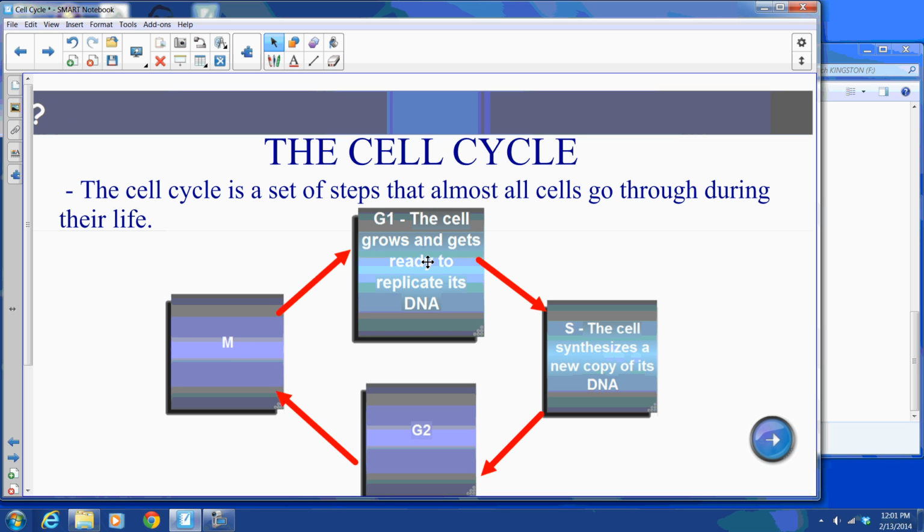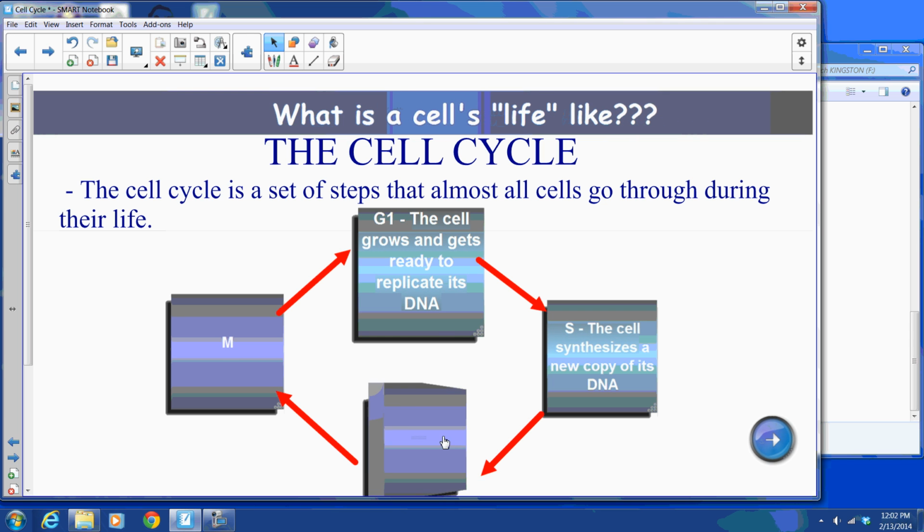It's going to take the original copy of the DNA that was found in the first cell and make a second copy of it. All right, so we got G1, and then we follow that up with S. It grows and gets ready to copy its DNA. Then it copies the DNA in the S phase. Then we're going to go to the G2 phase, which is the second gap phase.